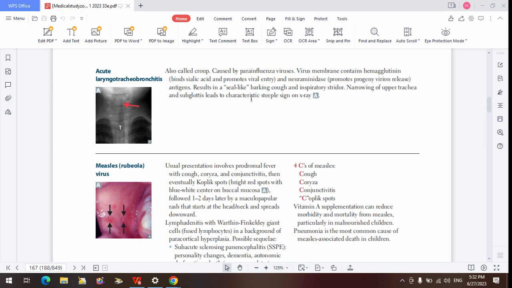So they have this characteristic barky cough and inspiratory stridor. There's narrowing of the upper trachea and the subglottis. So glottis is just the opening into the larynx. So don't get confused, just the opening into the larynx. And the cause is characteristic sign on X-ray.